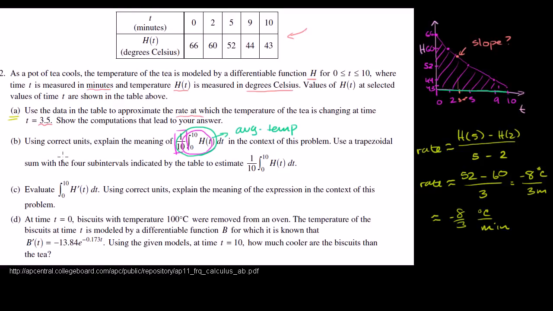And then using correct units, it's the average temperature. The average temperature is once again going to be in degrees Celsius. And it makes sense because this right over here is in degrees Celsius.